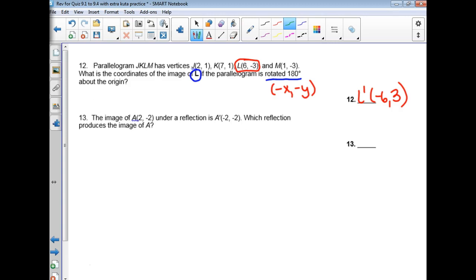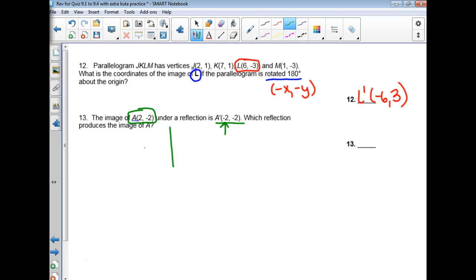Okay, 13, the image of 2, negative 2 on a reflection came out to be negative 2, negative 2. What reflection produces the image of A? So, which reflection changes the sign? What's a change from A to A prime? What changed about it? Yeah, the first, the X value, right? The first number. So what reflection changes X?